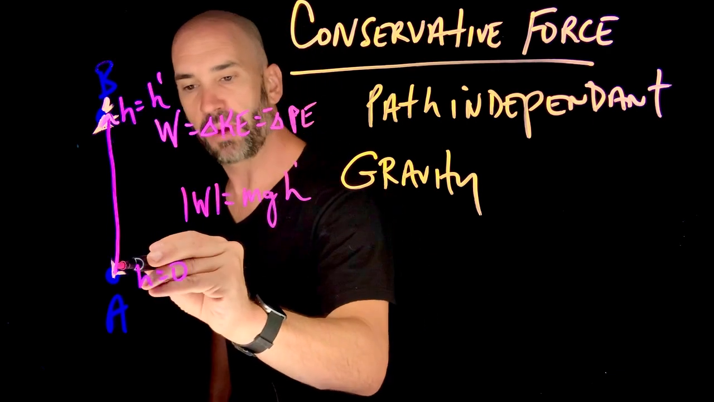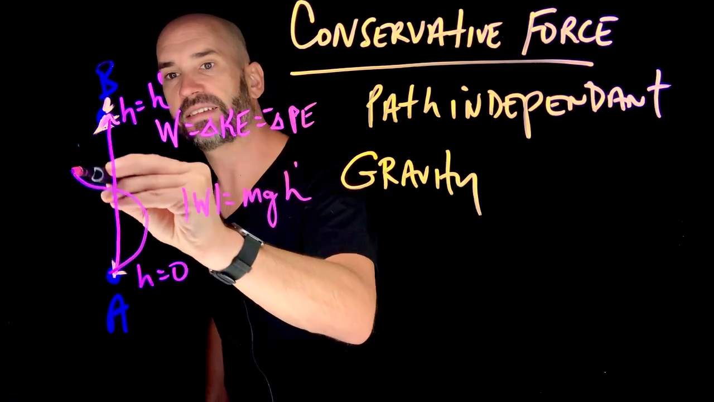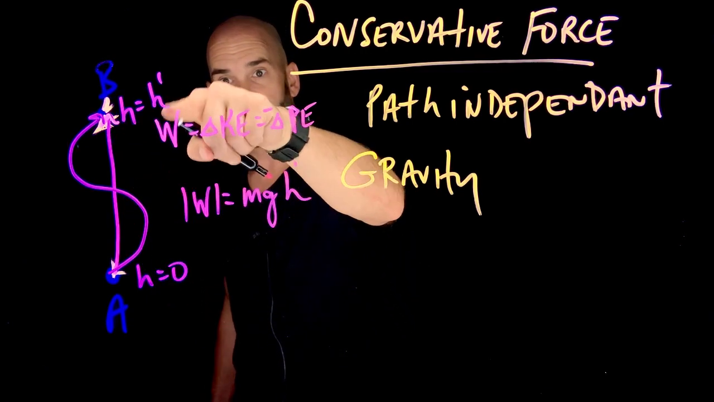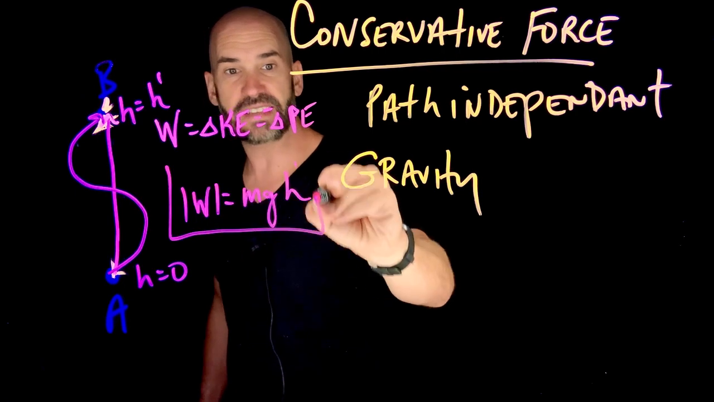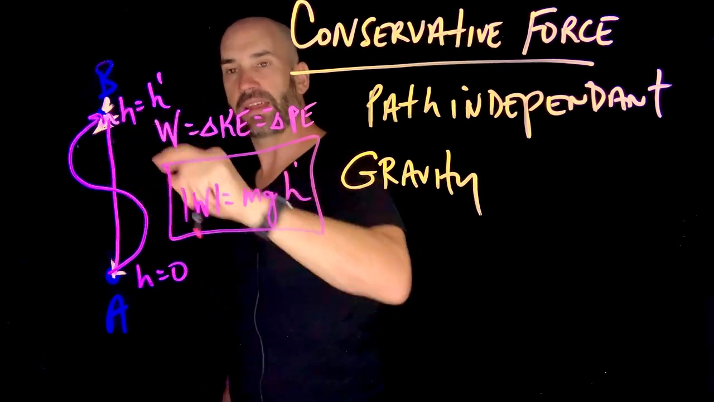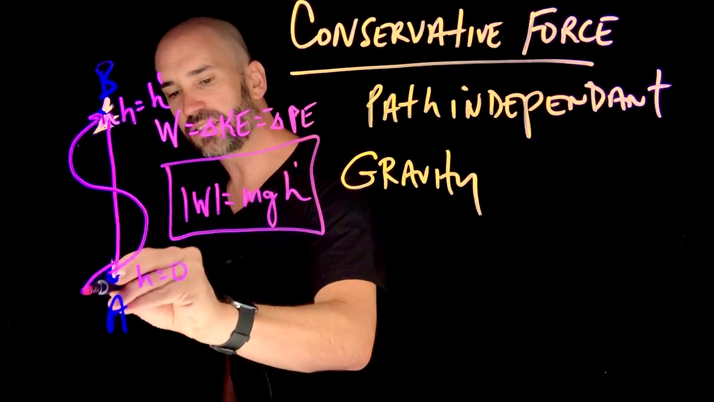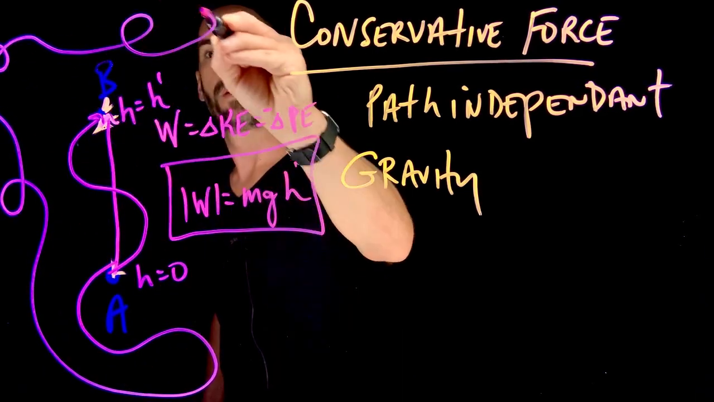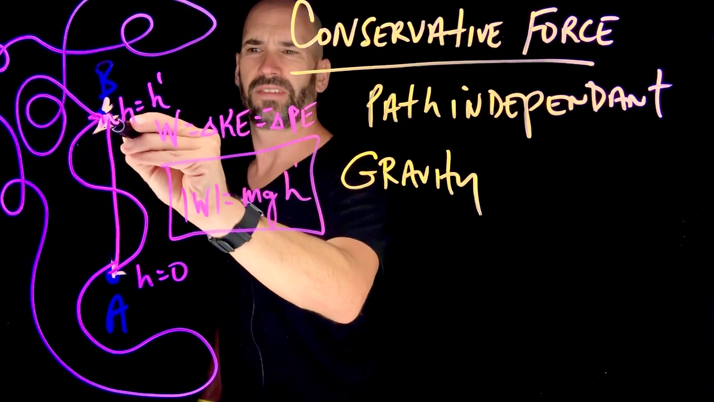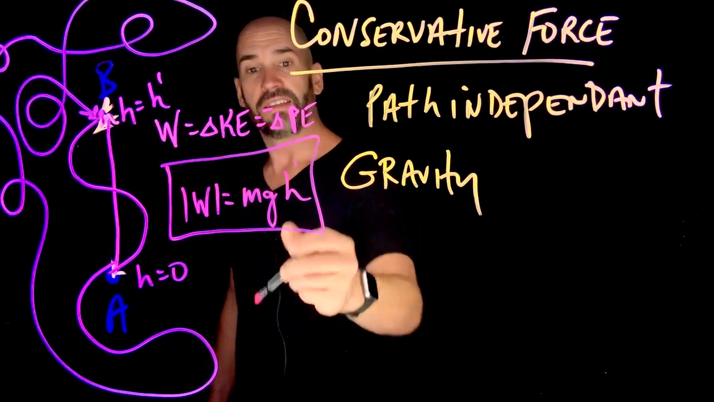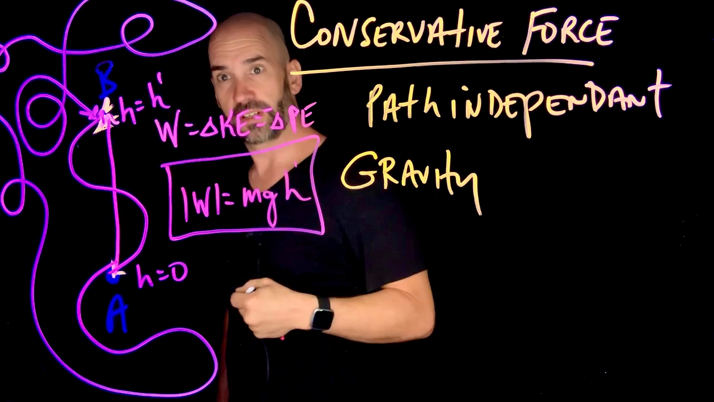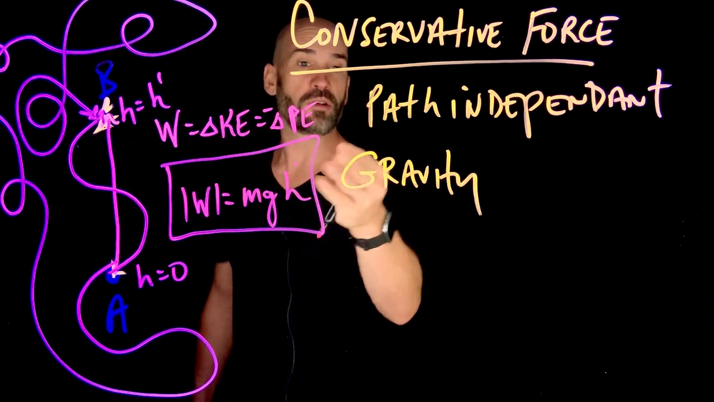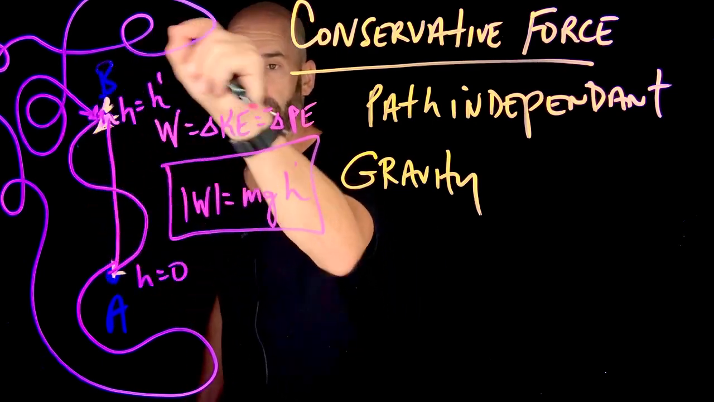Now, what if we take a different path? What if we go from here to here like we did last time? Well, again, if this h is still h, right, the work we did is the exact same, even though we took a different path, right? And what if we just did this crazy path? Again, the change in height is from 0 to h, so the work is still the same, mgh. For conservative forces like gravity, the path doesn't matter, right?